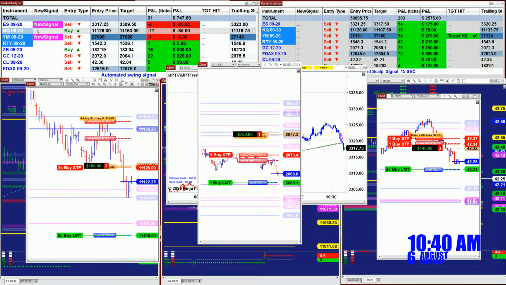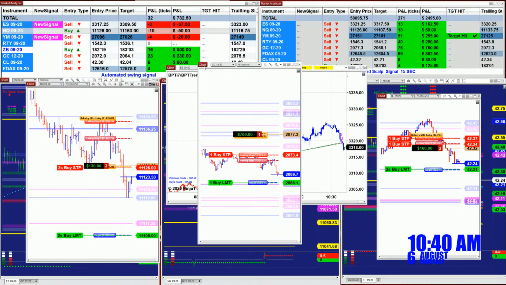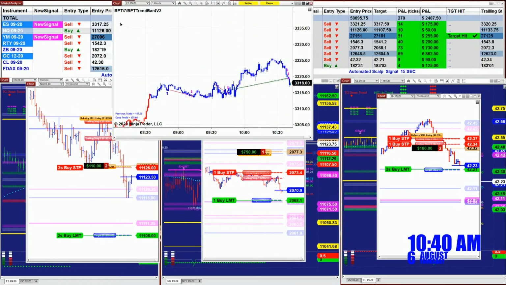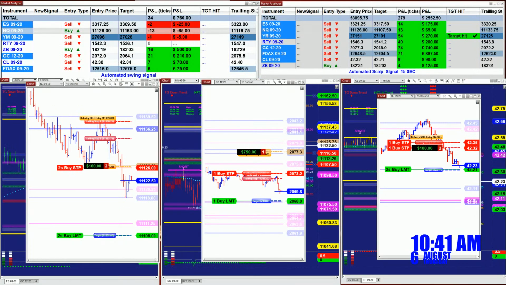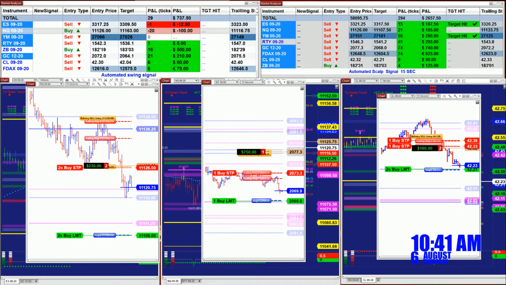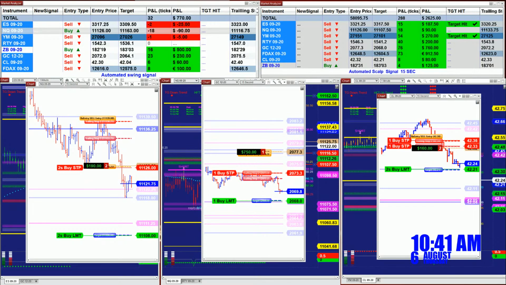We have a new signal on the ES. The whole market is changing. It's changing direction. This auto trade is finished. Beautiful trade is done, and we will see what else we have here.